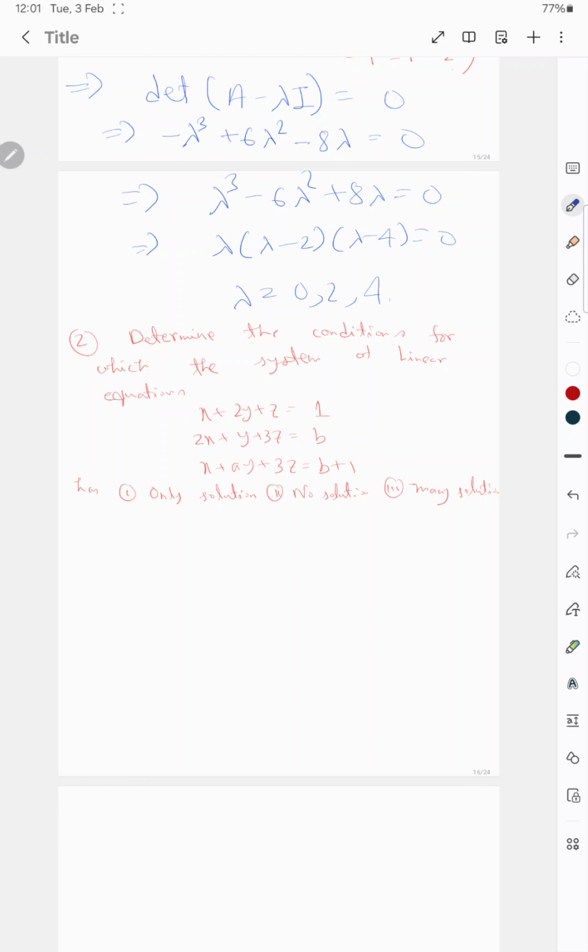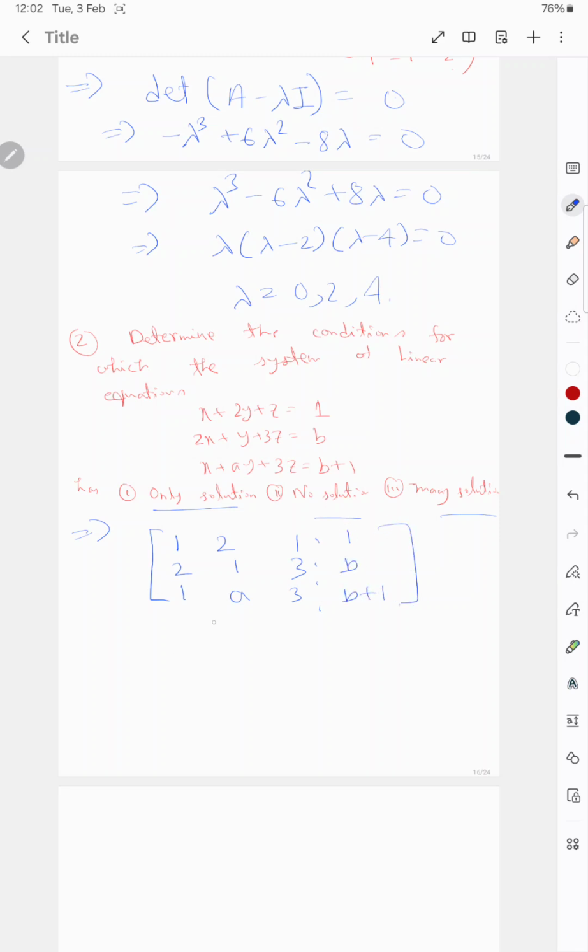So here basically first you have to consider the augmented matrix, right? So what is the augmented matrix? You have to find the values of a and b, right? How many unknowns are there? Yeah, a and b. Condition for which? So basically you have to find the condition so that you have this type of thing. So what is the augmented matrix? 1 2 1, 2 1 3, 1 a 3, and 1 b b plus 1.